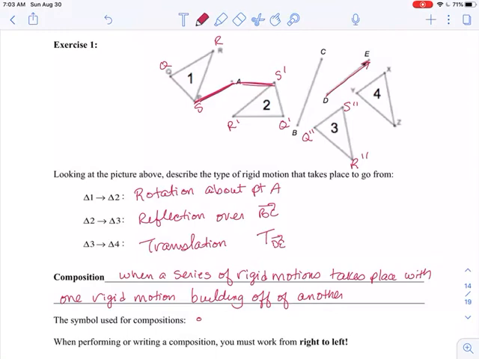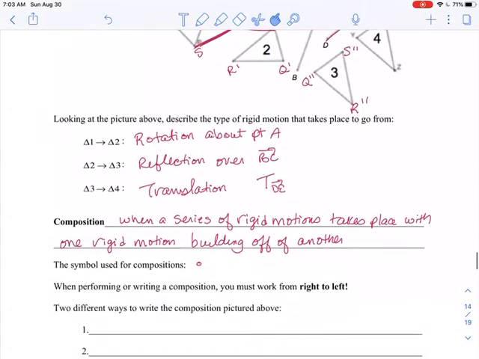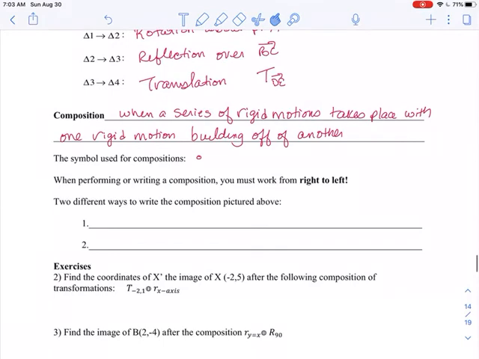The symbol that I use for a composition is this little tiny open circle. So that's going to be between the two rigid motions. And another important thing is when performing or writing a composition, you always work from right to left. So I'm always working from right to left. So what exactly does that look like? The one that I have up above, let's write that with some symbols so you can see it.